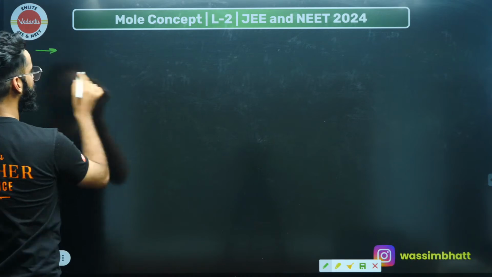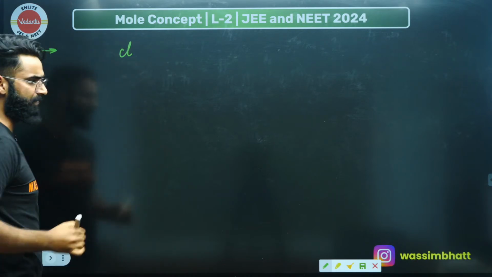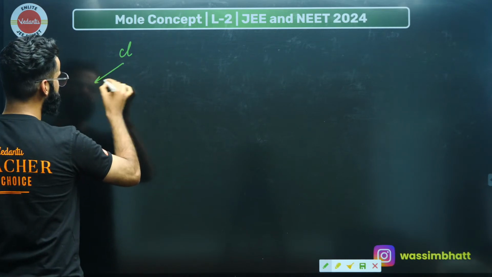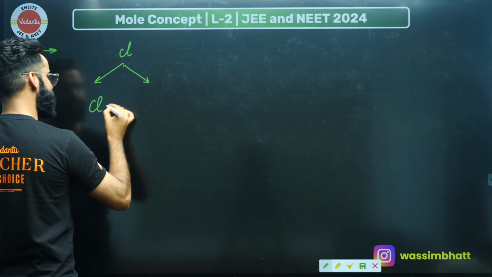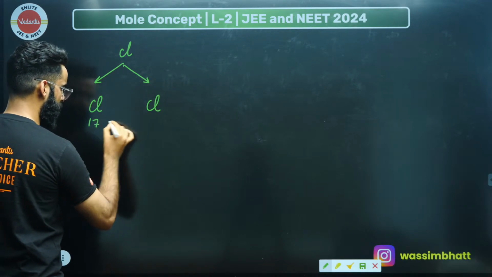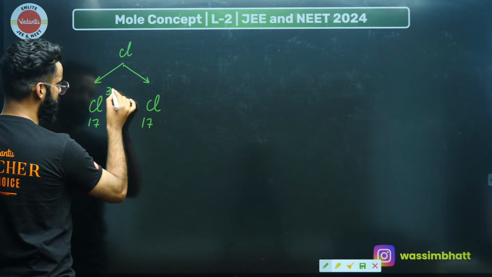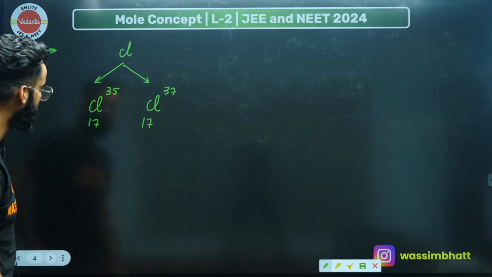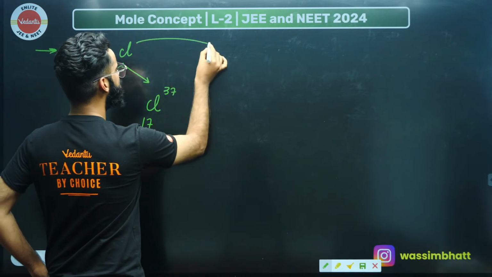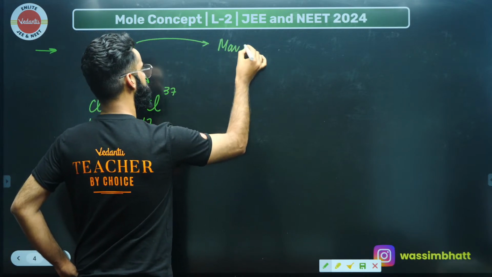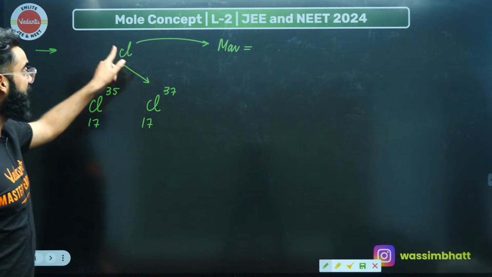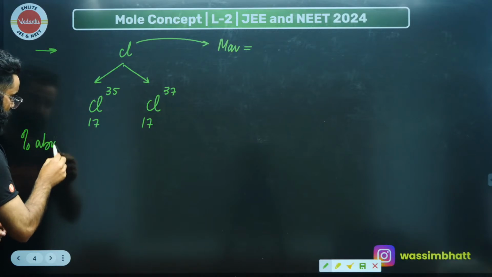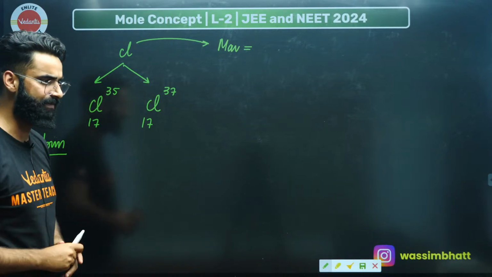I'm sure every one of you would be familiar with chlorine, right? If I ask you how many isotopes chlorine has, you must say chlorine has 2 isotopes. One is Cl35, one is Cl37, right? Now, if I ask you what is going to be the average atomic mass of chlorine, you should answer that in order to calculate the average atomic mass of chlorine, we must have the percentage abundances of its isotopes, right?